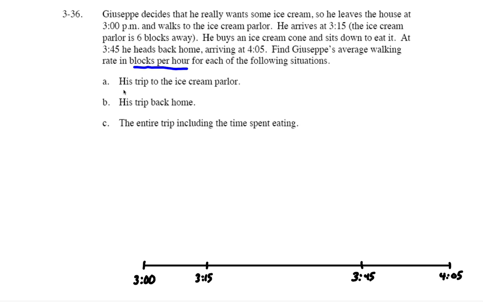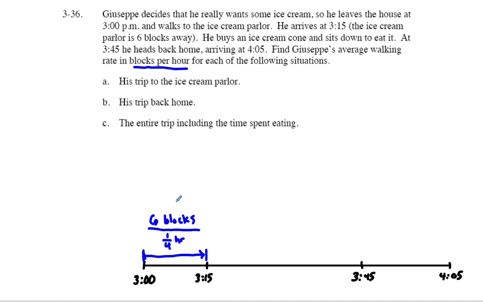Letter A wants us to look at his average blocks per hour for his trip to the ice cream parlor. So let's look at what's happening. Giuseppe leaves his house at 3 o'clock and is traveling to the ice cream parlor. So he goes from 3 o'clock to 3:15, he is traveling there. So he's gone 6 blocks in 15 minutes. And 15 minutes is basically a quarter of an hour, or 1/4 of an hour.